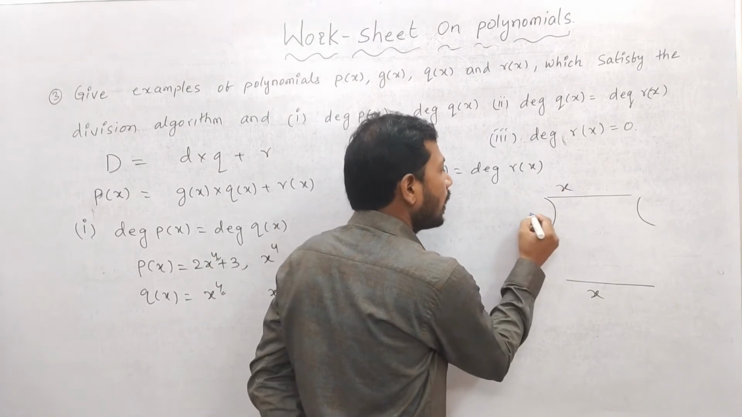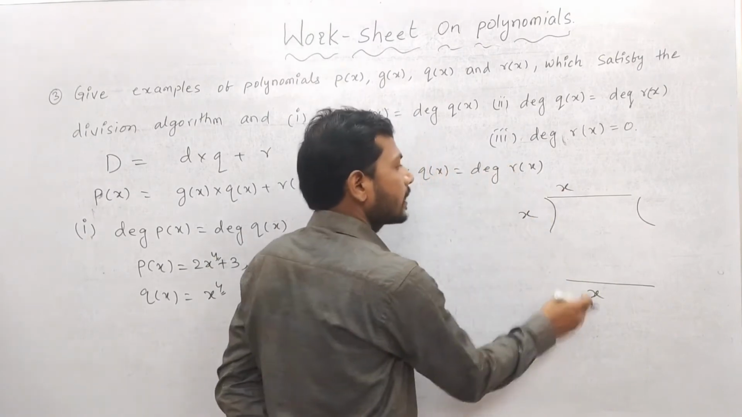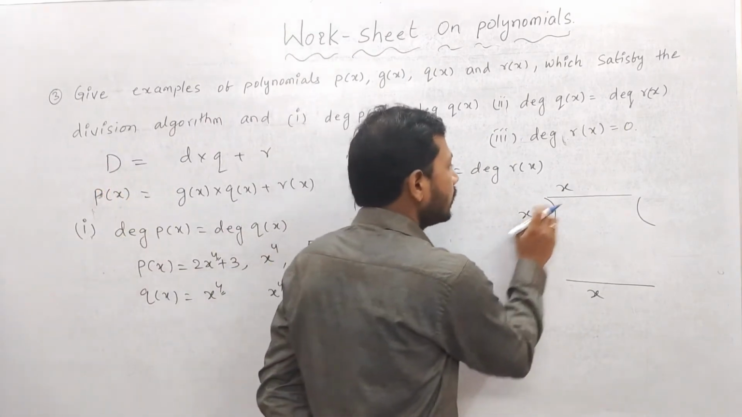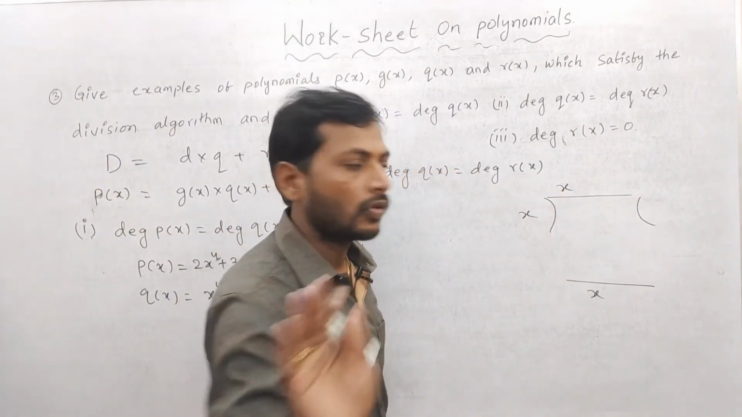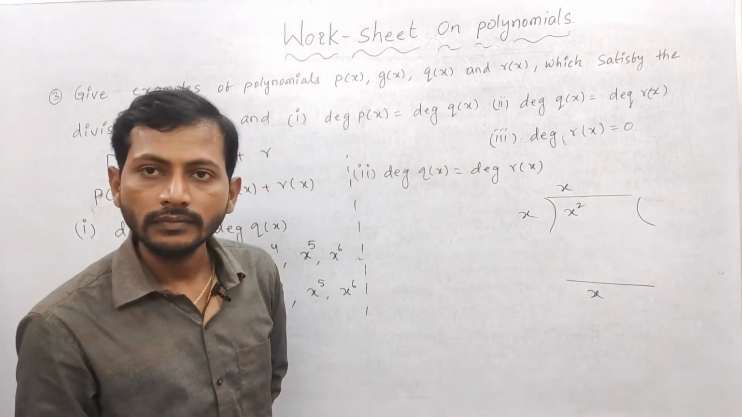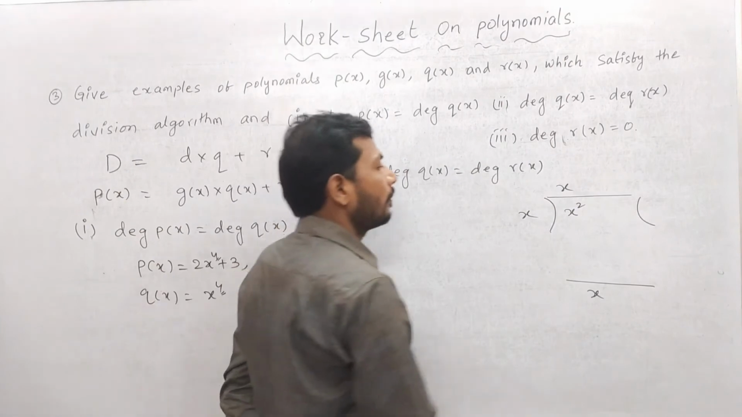For example, I am dividing with x. I will explain why I have taken x. Sir, x into x is how much? x square. Sir, x square completed. Clear? x square completed.